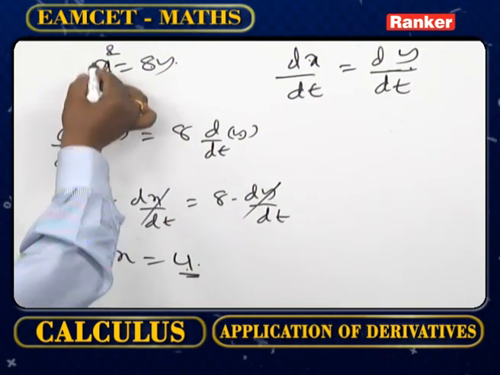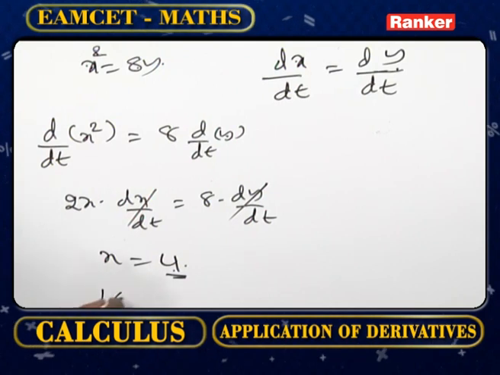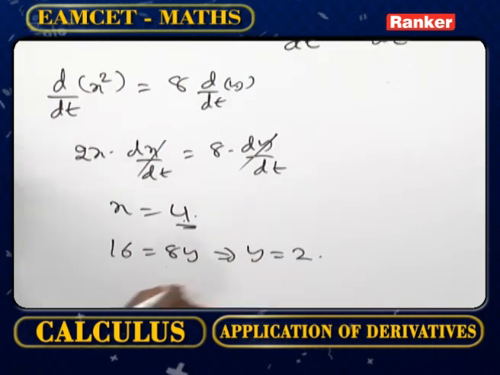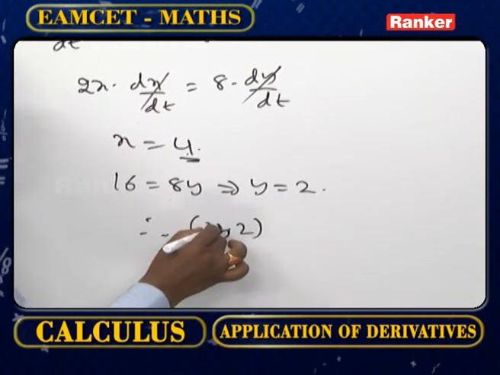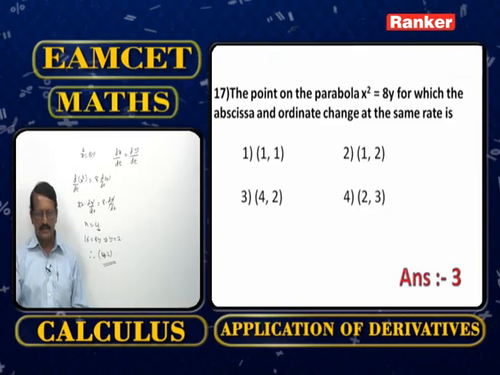Now x equals 4, substitute in the equation of the parabola. Now we get 16 equals 8y, which implies y equals 2. Therefore the required point is 4 comma 2. Now the third option is correct.